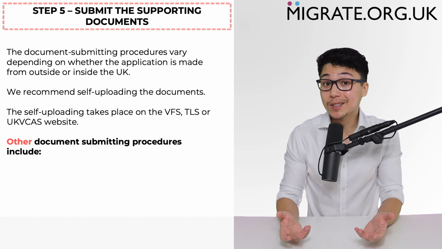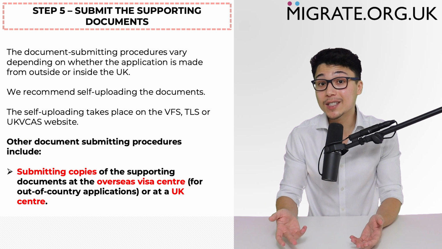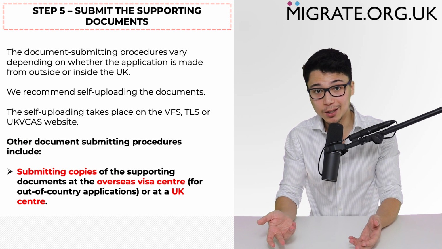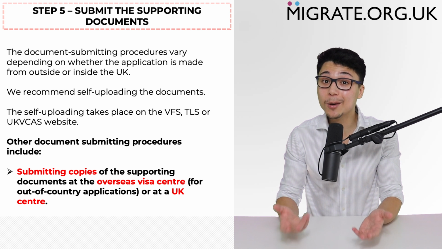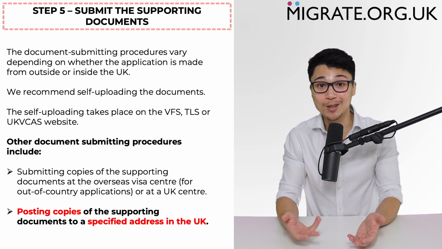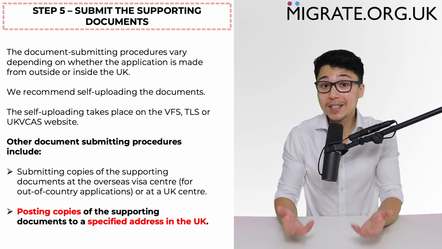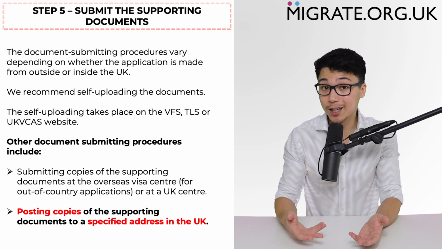Other document submitting procedures include: 1. Submitting copies of the supporting documents at the Overseas Visa Centre for out-of-country applications or at a UK centre, and 2. A method available only in limited locations and circumstances, by posting copies of the supporting documents to an address provided. For each document submitting procedure, instructions will be provided to you as you progress through the application process.